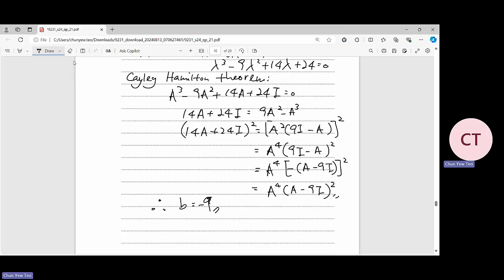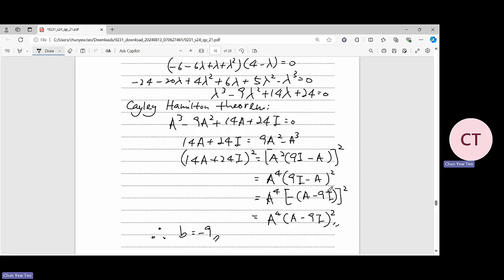So that's all. Okay, so this is the answer for question number 8. I think part C is a bit complicated, but okay, we are done.